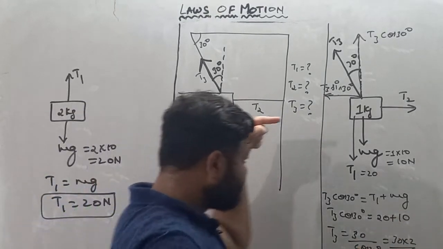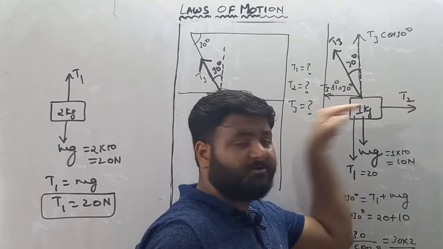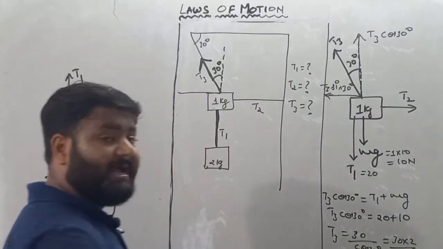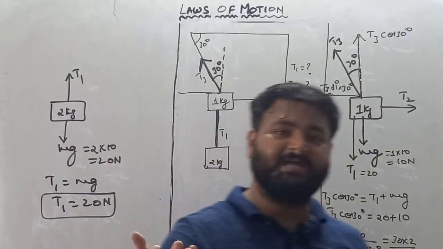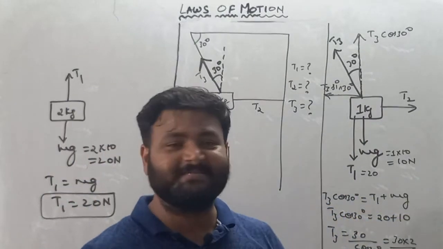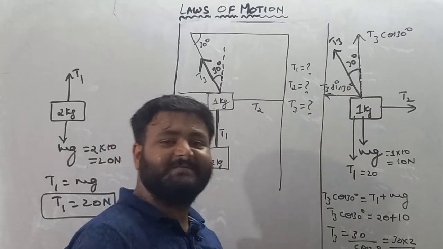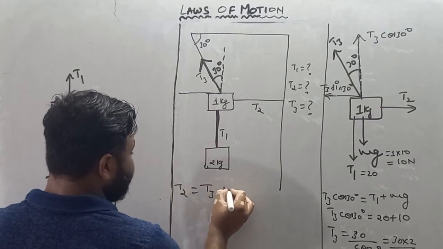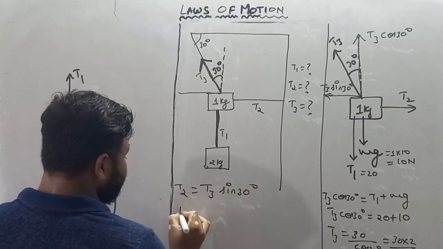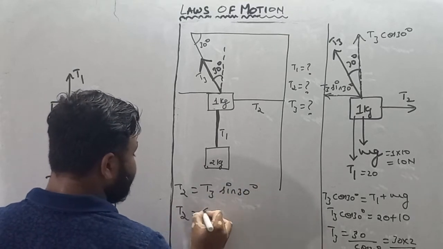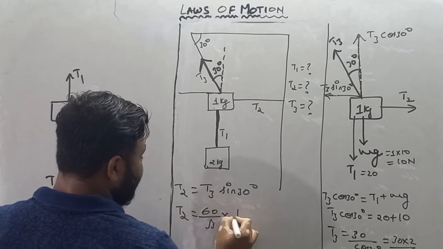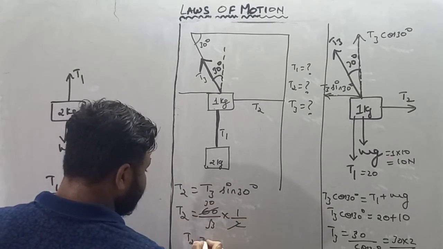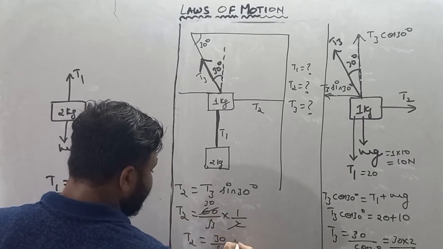Moving forward, in this direction there is a force called T2. In this direction there is a force called T3 sine 30. As the system is in equilibrium, it implies opposite forces must be equal to each other. So T2 must be equal to T3 sine 30. So T2 is equal to, the value of T3 is 60 by root 3 and sine 30 is nothing but half. So 2 3s are 6, 30. So T2 becomes equal to 30 by root 3 Newton.